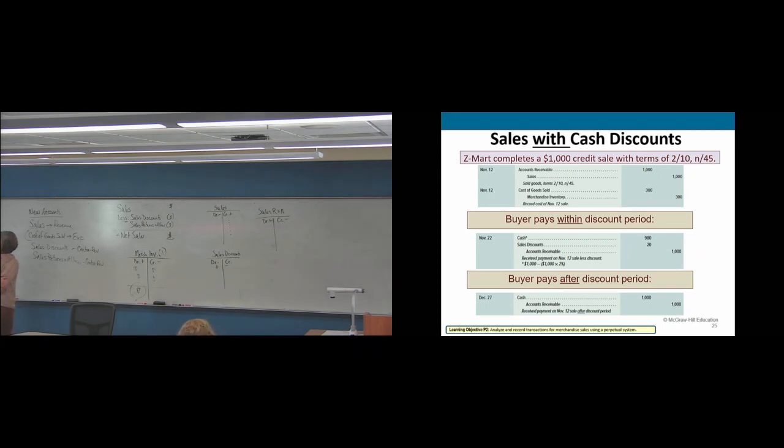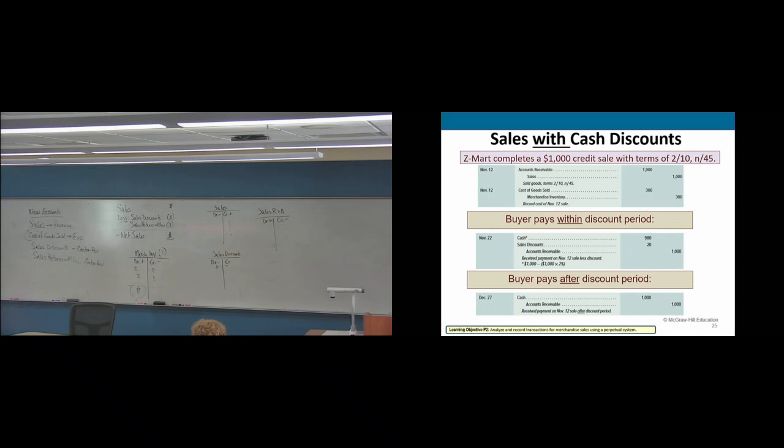All right, so Z-Mart completes a $1,000 credit sale with terms of 2/10, net 45. So a credit sale means that Z-Mart did not get cash today. Credit terms mean that they're giving their customer how many days to pay total? 45. And they're incentivizing them to pay early. How early? 10 days, by offering them what kind of discount? Yep, so 2% discount if paid within 10 days. Otherwise, the net due is in 45 days, right? Net due is in, yeah.